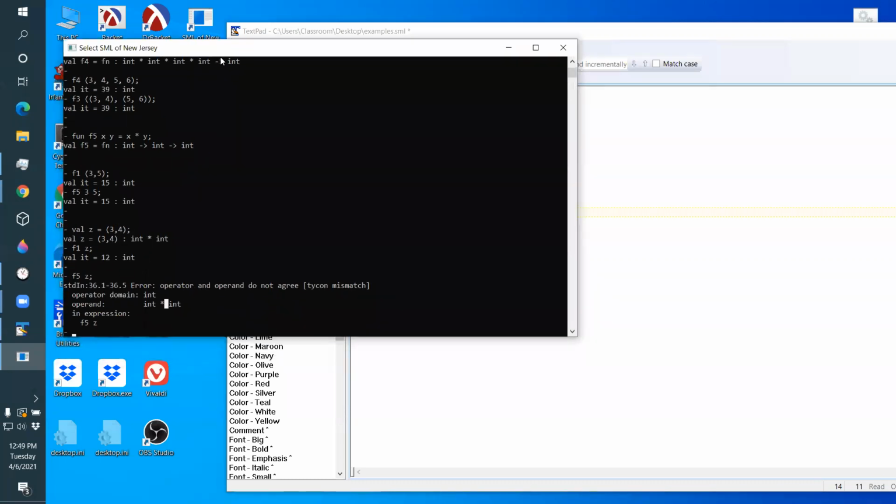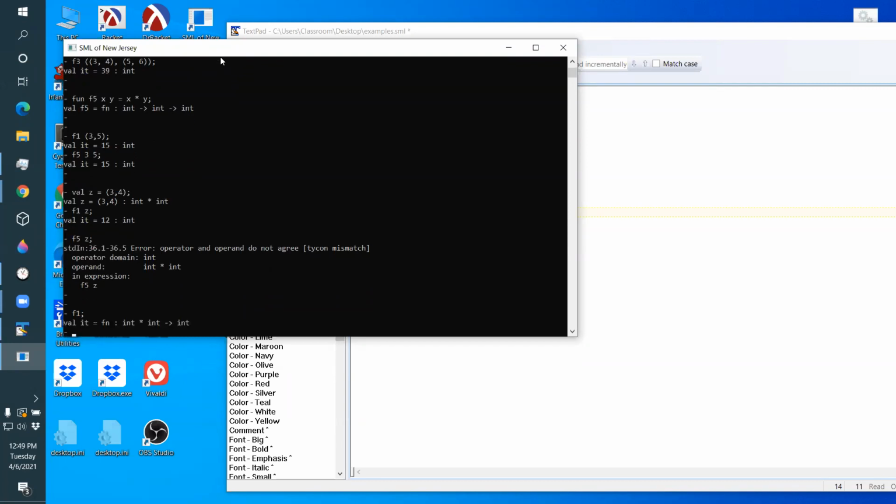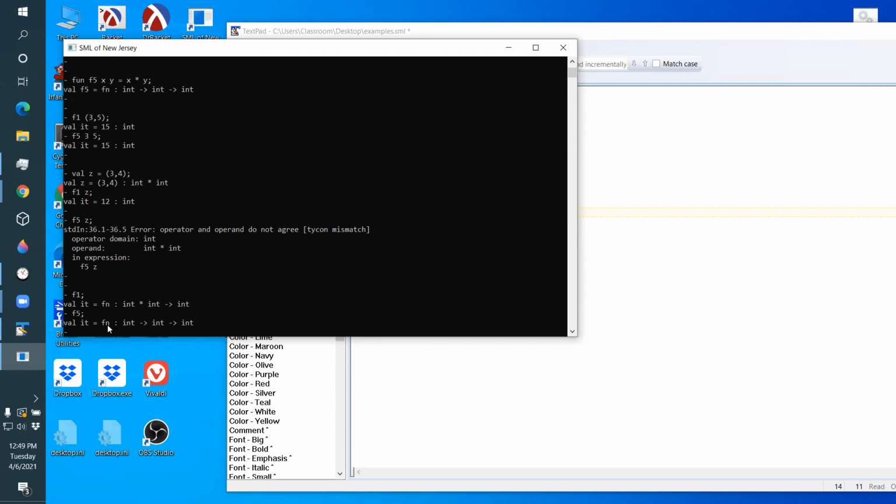Now, if we ask ML about F1, ML says it's a function that takes in a pair of ints and gives us out an int. F5, if we ask ML what it is, it says it's a function that takes in an int. And then this is its way of saying it takes another int. But ML actually reads this kind of oddly. We'll see exactly how it's reading it.